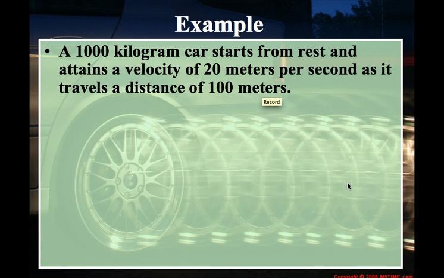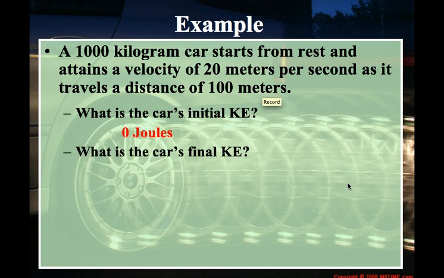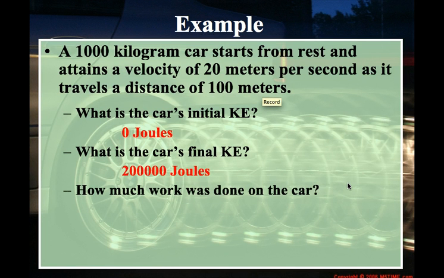Let's try a problem. A 1,000-kilogram car starts from rest and attains a velocity of 20 meters per second as it travels a distance of 100 meters. So what's its initial KE? 0, because it's not moving. What's its final KE? 200,000 joules. Again, 1/2 times the mass, 1,000 kilograms, times the velocity squared, 20 meters per second squared.